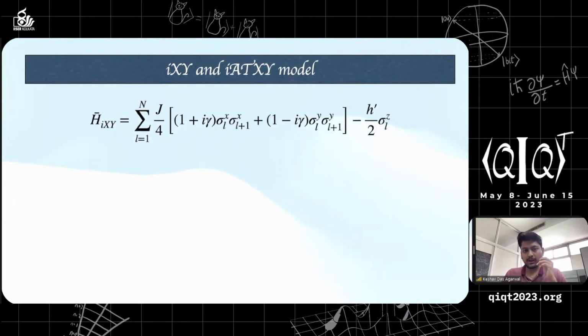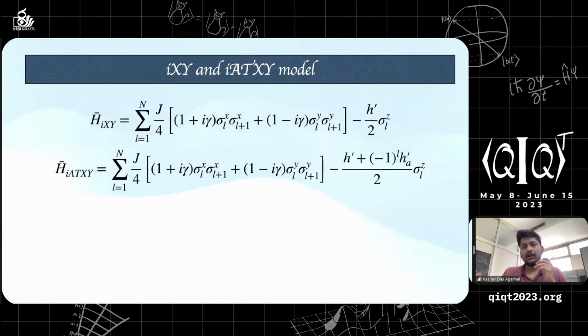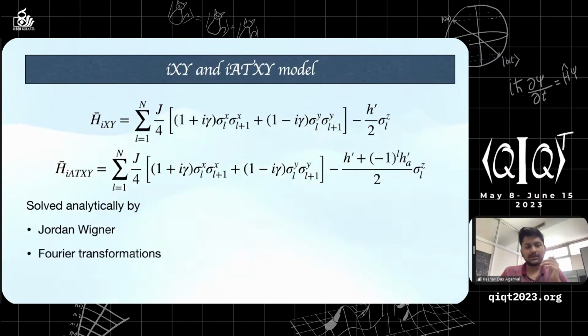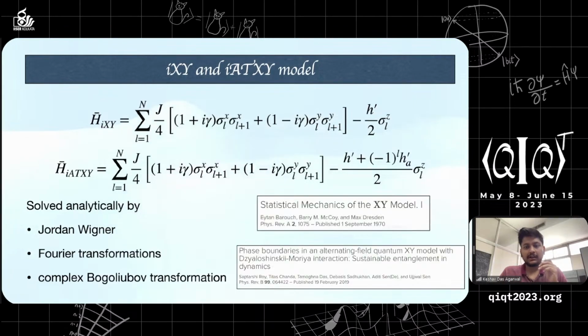And in this model, there are two parameters. One is gamma, the other is h prime by J, which is the relative magnetic field strength. Whereas if one takes RT, the sigma X operator will go to sigma Y, and sigma Y will go to sigma X, and we'll get the IXY. If we act RT on this, we'll get the Hamiltonian back. Similarly, there's the IXY model where the magnetic fields are alternating, like it's h plus h_A on odd sites and h minus h_A on even sites. So these two can be solved analytically by Jordan-Wigner transformation, then Fourier transformation, and complex Bogoliubov transformation, which is a direct extension of how an XY model is solved.